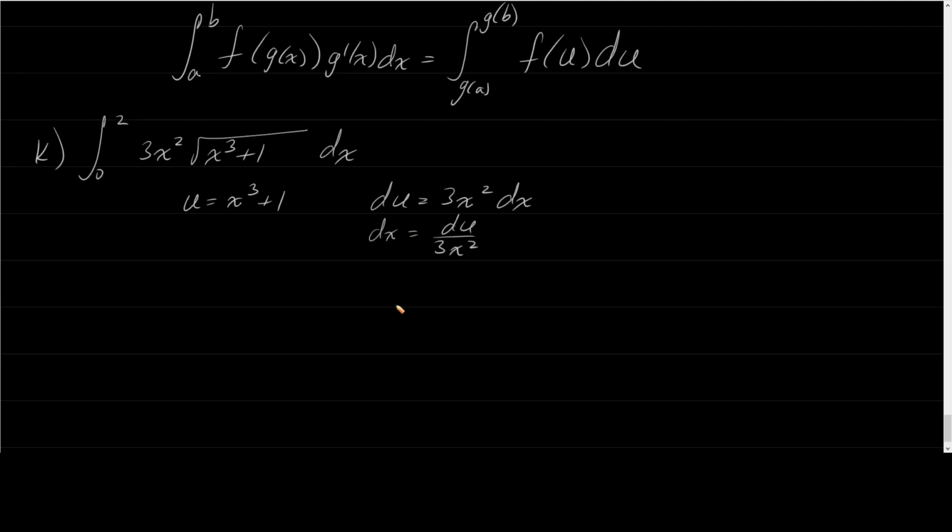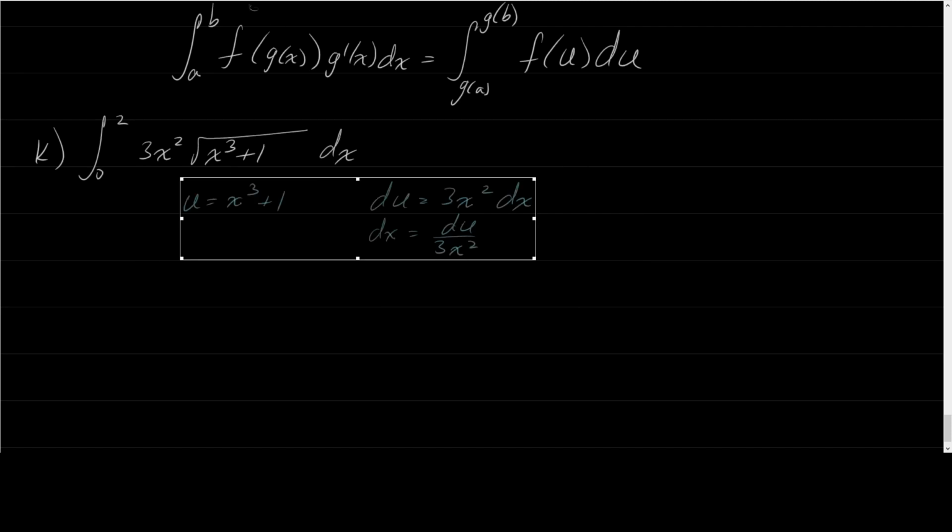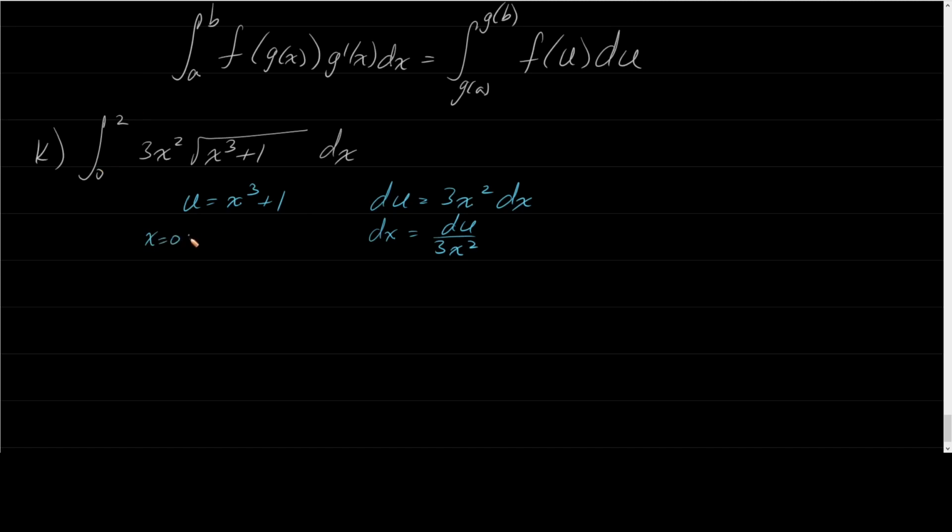But now let's look at this. I said that we also need to change our bounds, right? Now in here, what we're going to be doing is changing the bounds by considering what happens at these values of 0 and 2 in here. So when x is 0, u would be, well, 0 cubed is 0 plus 1 is 1. When x is 2, well, what would u be? Well, plug in 2. 2 cubed is 8. 8 plus 1 is 9.